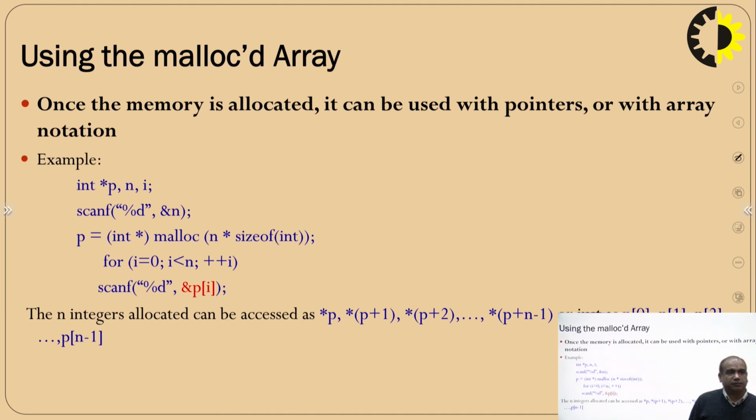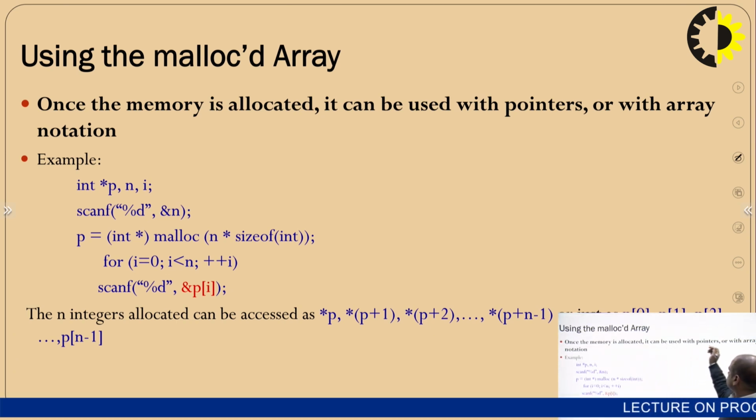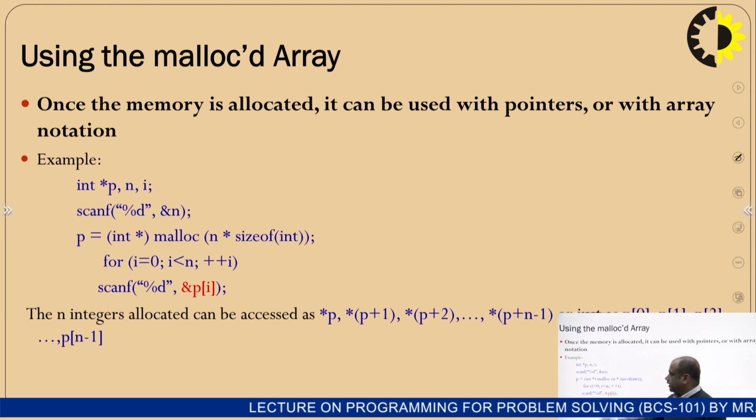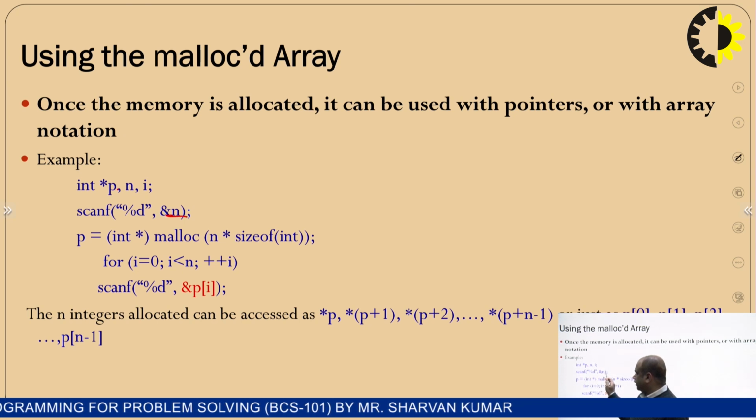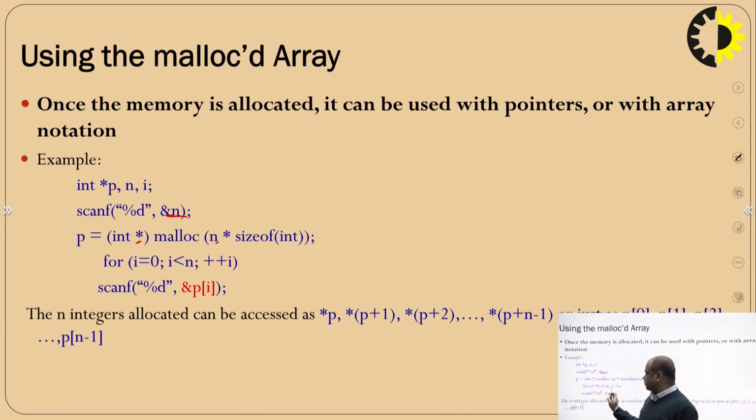Next, we are using malloc for an array, meaning a dynamic array. Till now we have studied static memory, or static arrays. Now we are talking about dynamic arrays. Once the memory is allocated, it can be used with a pointer or with array notation also. So how are we going to use it? Integer pointer p and i. We take the number of elements n, p equals (int *) malloc(n * sizeof(int)). Then for i equal to 0 to n, we take the array element p[i].